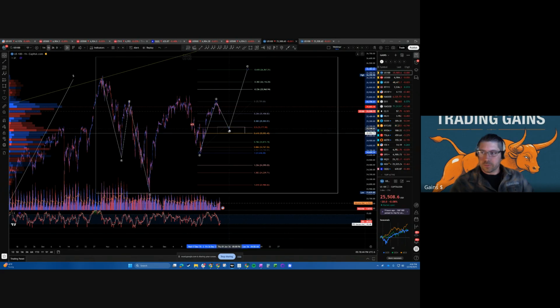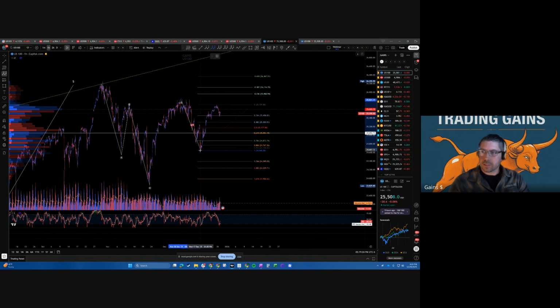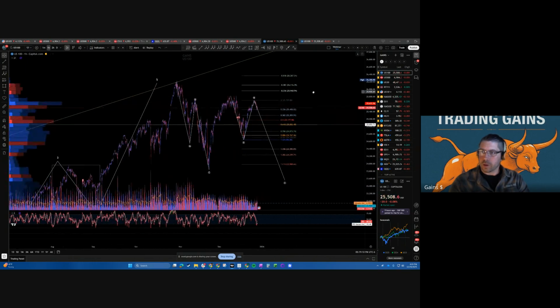So if we do head lower, pierce through, that kind of thing, then it's a different story. Then you might be looking at a continuation of a C leg here on the downside. So that's sort of the bullish setup there. But the bearish setup kind of looks a little bit more like we're starting this C leg down here over the longer term.